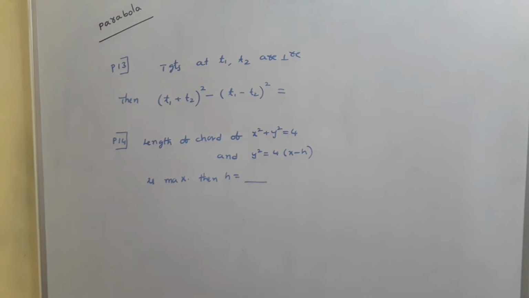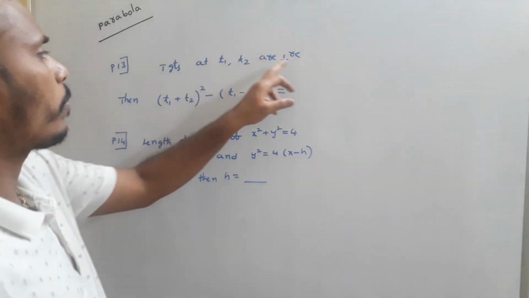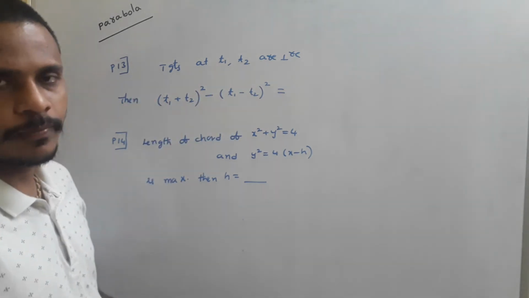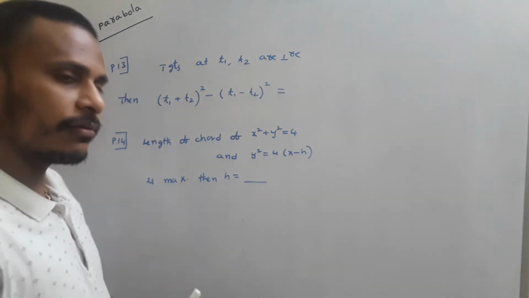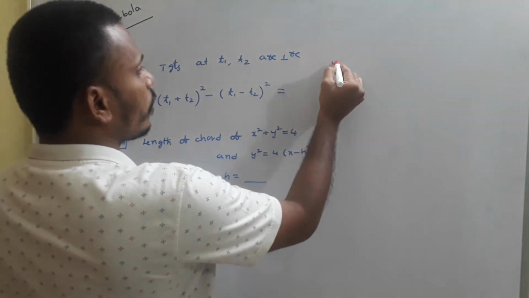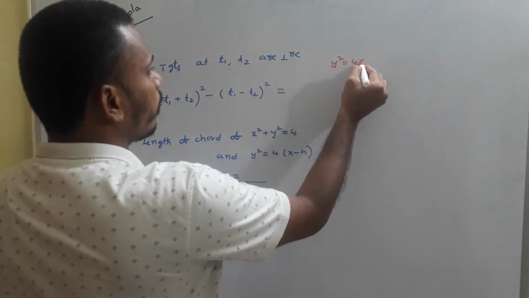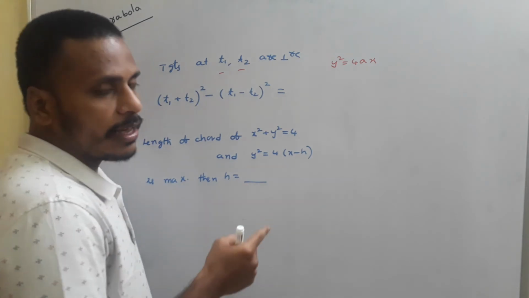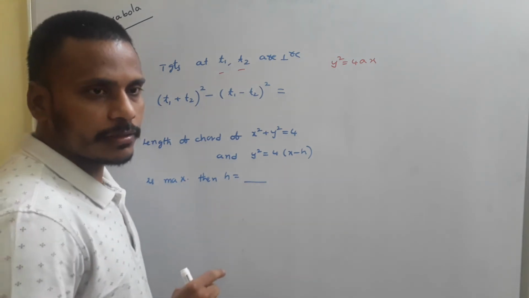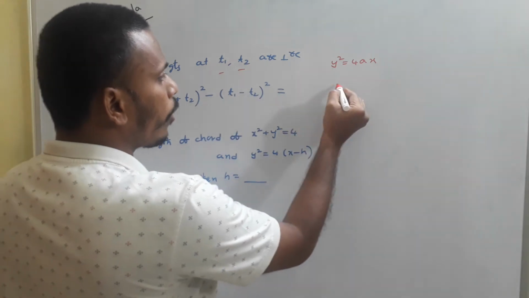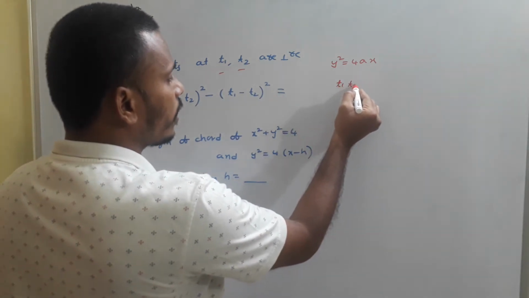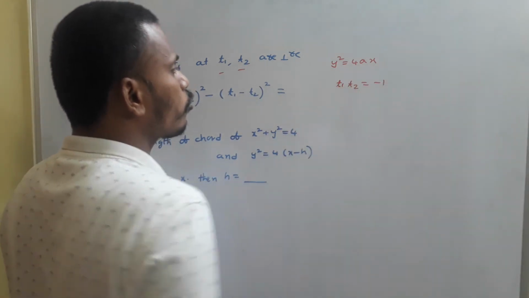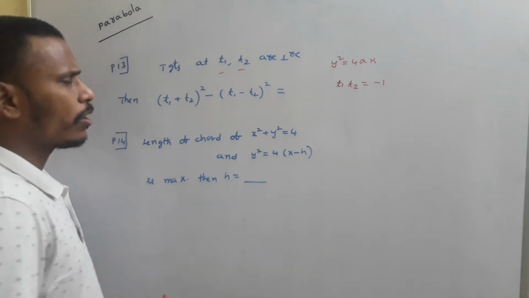T1, T2 perpendicular. So the tangents at T1 and T2 are perpendicular, then we need to calculate this. Since the parabola is not mentioned, we take the standard parabola y square is equal to 4ax. So tangents at these 2 points, since they are perpendicular, always lie on the directrix. So since their point of intersection lies on the directrix, the relation is T1 T2 is equal to minus 1. So now it is easy.